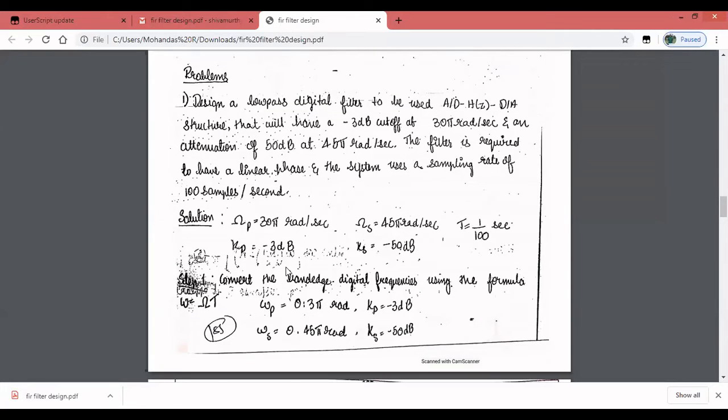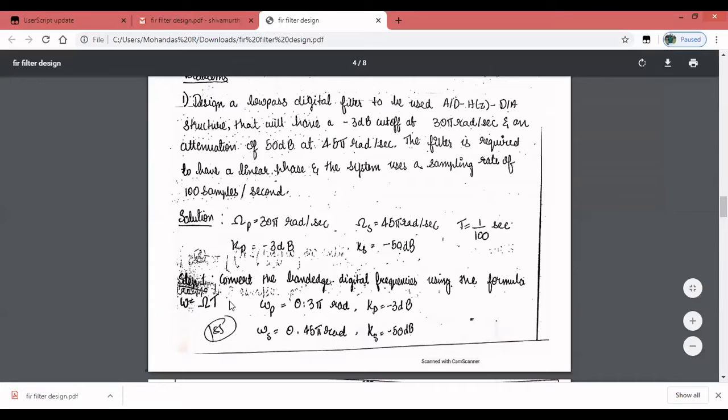Substituting the data, omega p is 30 into 1 by 100, it will become 30 by 100, that is nothing but W of p is equal to 0.3 pi radians, and W of s is equal to 45 divided by 100, that is 0.45 pi radians. Okay, that is the first step.